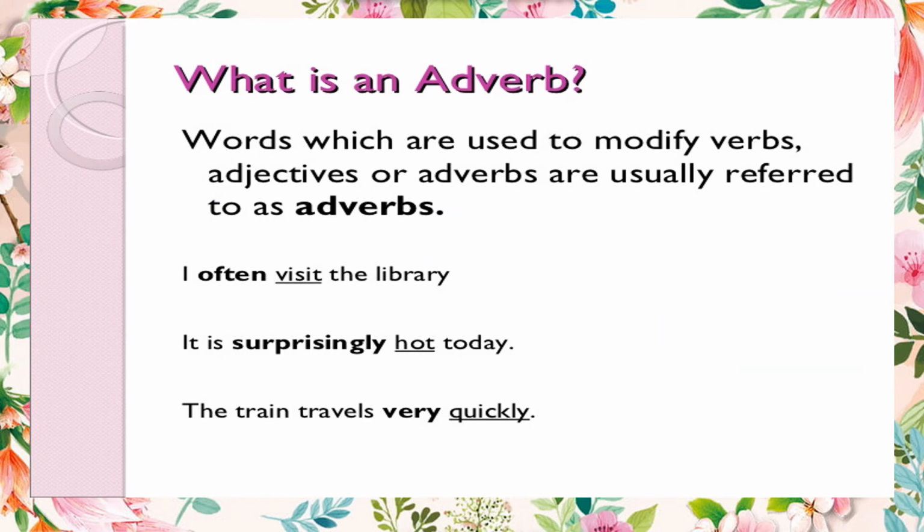What is an adverb? An adverb is a word which is used to modify verbs, adjectives or other adverbs. Example, I often visit the library. It is surprisingly hot. The train travels very quickly. And if you look into your book, it's also written there, the word very expensive. Okay, so you are describing it, you modify the verbs to describe, alright?